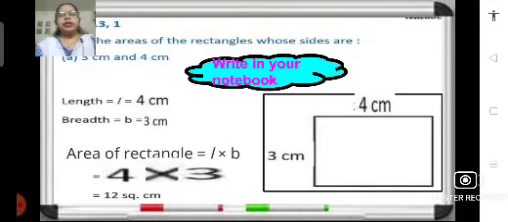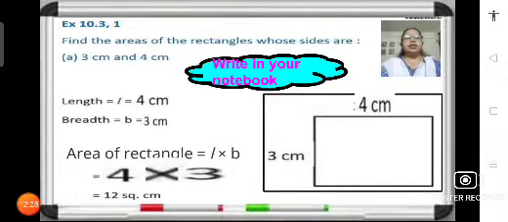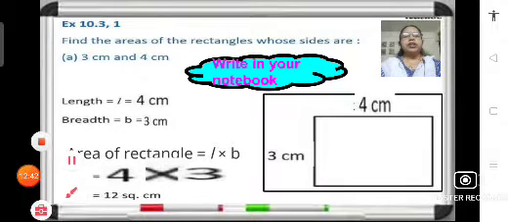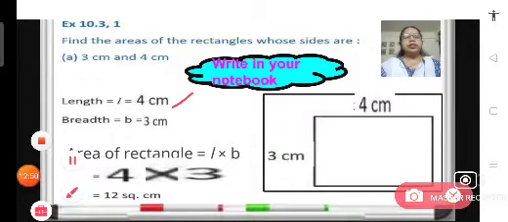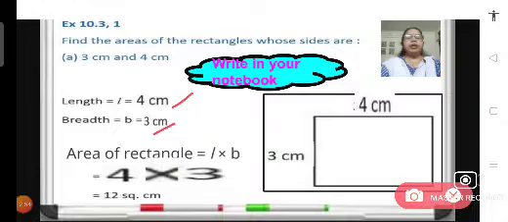Now, coming to the next problem. This is problem number 1A of exercise 10.3. Find the area of the rectangle whose sides are 3 cm and 4 cm. So, what is the length of the rectangle? It is 4 cm, and what is the breadth? It is 3 centimeters.